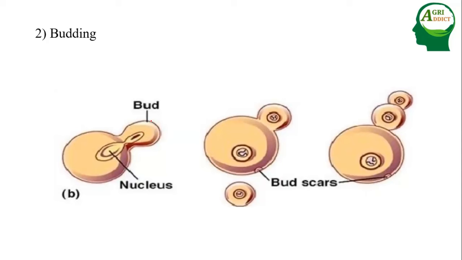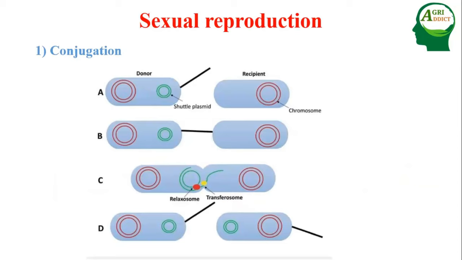Coming to the sexual reproduction, there are mainly three aspects here: conjugation, transformation, and transduction. Coming to the conjugation, this was actually given by Lederberg and Tatum in E. coli. So what is this conjugation?